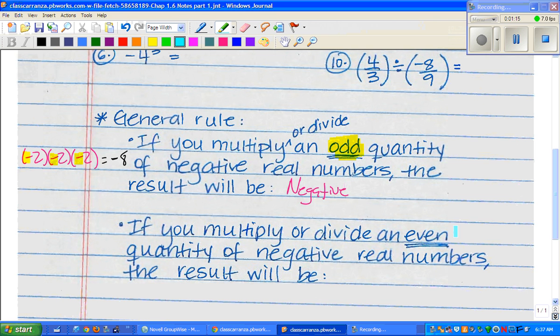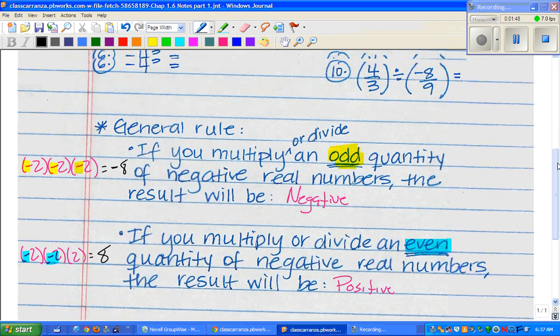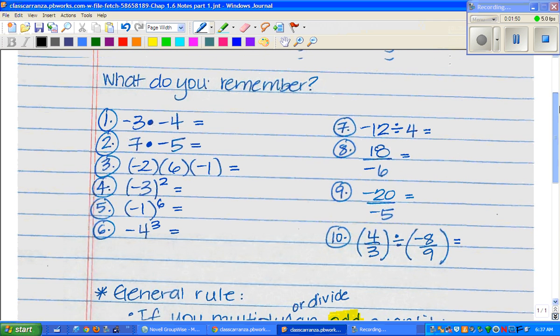But on the flip side, if you multiply or divide an even quantity of negatives, your answer will be positive. Okay, so looking at our same problem, if we have -2, this time we only have 2. And since 2 is an even amount, that would make our answer positive. Okay, that works for multiplying and dividing. So let's take a look at our examples.